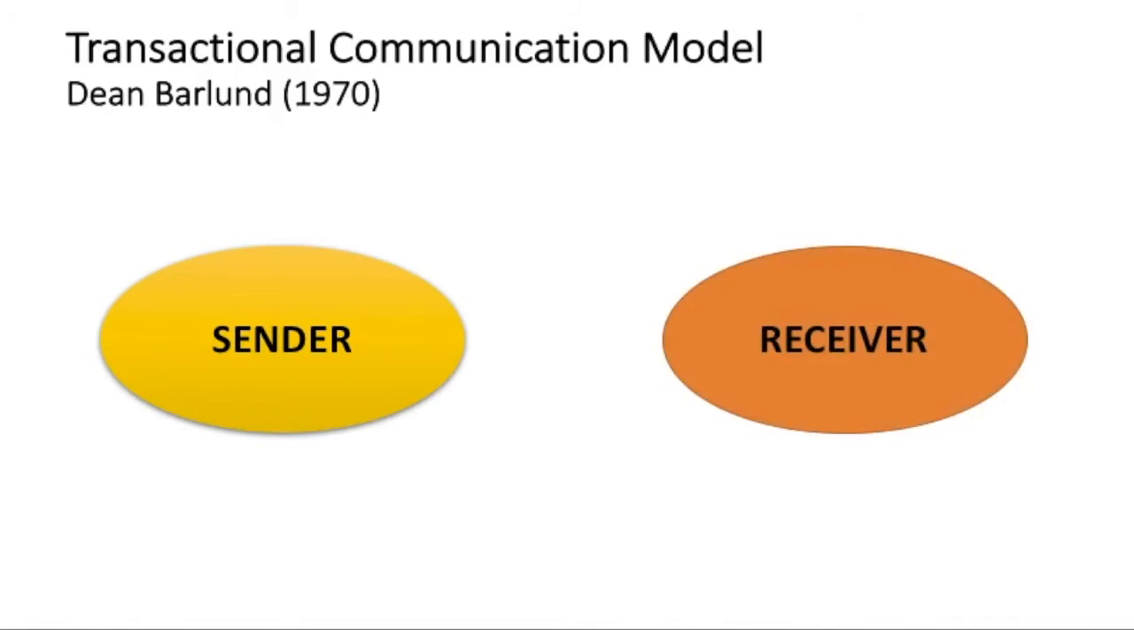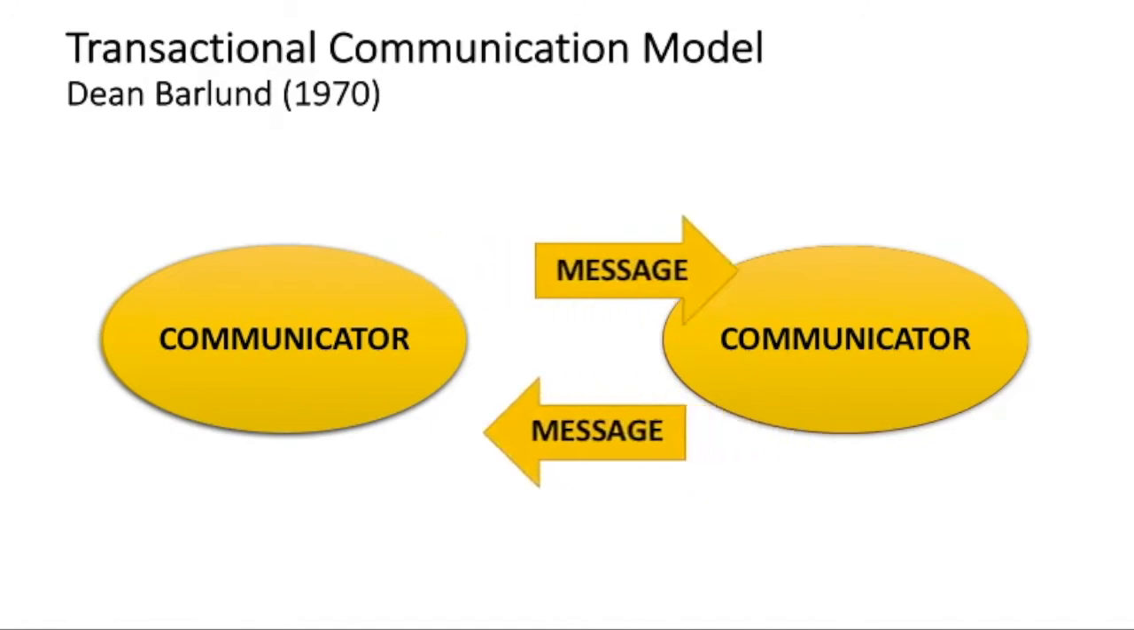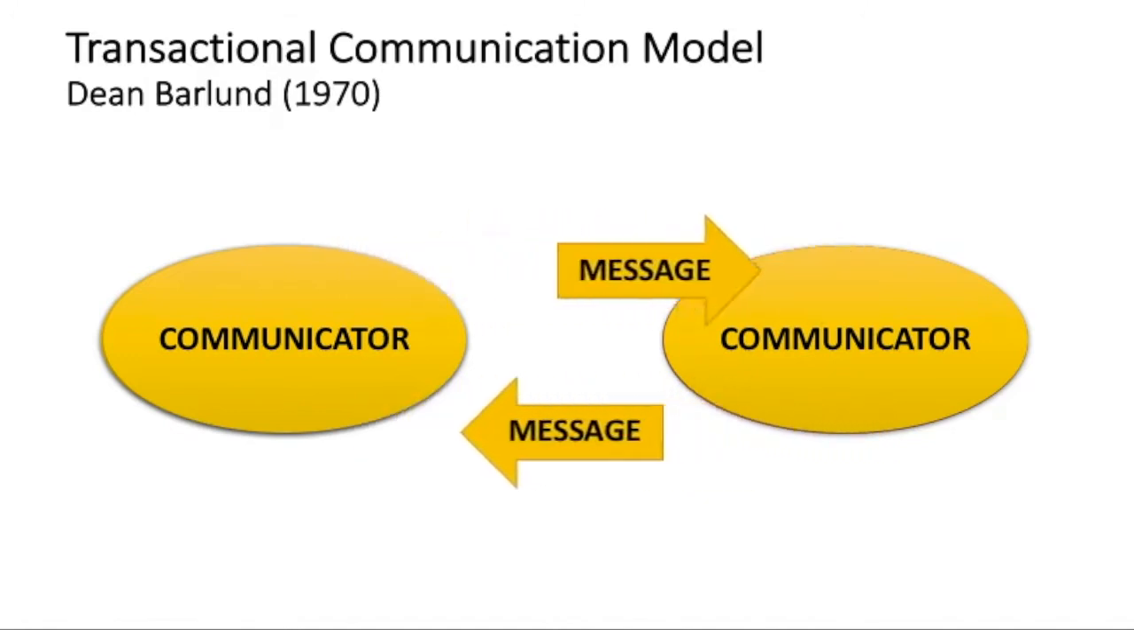The textbook specifically describes the transactional communication model proposed by Dean Barnlund in 1970. This model suggests that interpersonal communication exchanges occur simultaneously, so we really can't identify a clear sender and receiver. Rather, both parties are conceptualized as communicators, both of which are constantly sending messages back and forth.